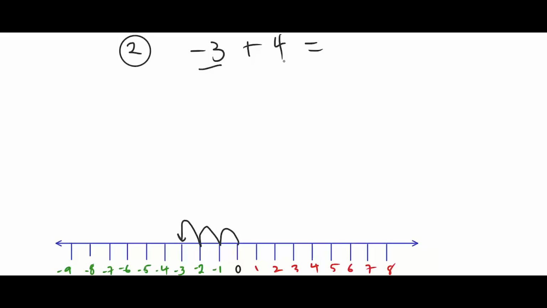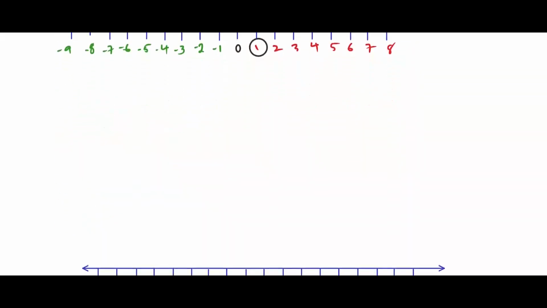Then the next one is positive 4. What do I need to do here? I have to go to the right hand side 4 times from my current position, which is minus 3. So let's go 4 times. 1, 2, 3, and 4. So my final destination is 1. So the answer to this question is positive 1. So let's look into another one.